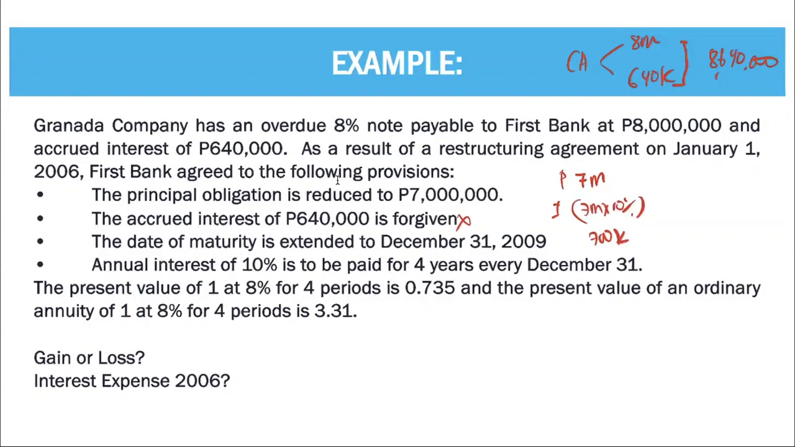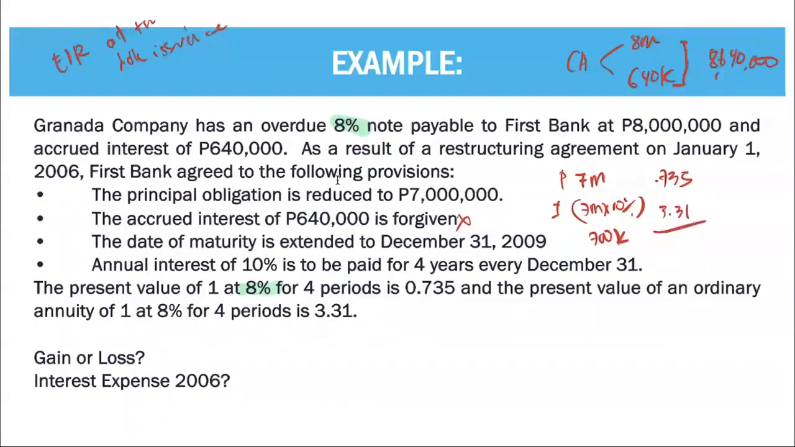Okay. So you need to compare the present value of the new terms to the carrying amount. The principal is 7 million, so we use the present value of 1 at 8%. Take note, remember in your impairment, we use the effective interest rate at the date of issuance. So whatever the effective interest rate at the date of issuance is, that is our discount rate. Just like in your asset, it's the same. So if it's 8%, you still use the 8% present value factor: 0.735 for your principal, and for interest, you have 3.31.